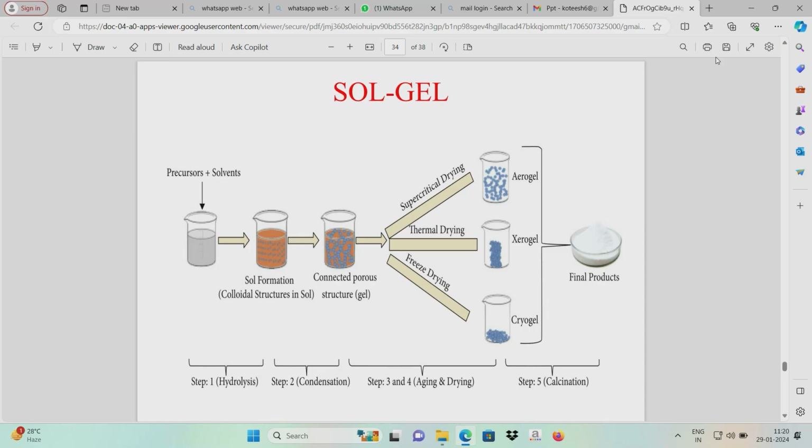Here it divides into three categories: supercritical drying, thermal drying and freeze drying. In supercritical drying, it goes to the aerogel state, when we dry in thermal drying it goes to the xerogel, and when we freeze it, it goes to the cryogel. In any of the forms we can get the final product as a powder. Step 1 is hydrolysis, next condensation, after that aging or drying, and the final product is step 5, that is calcination.